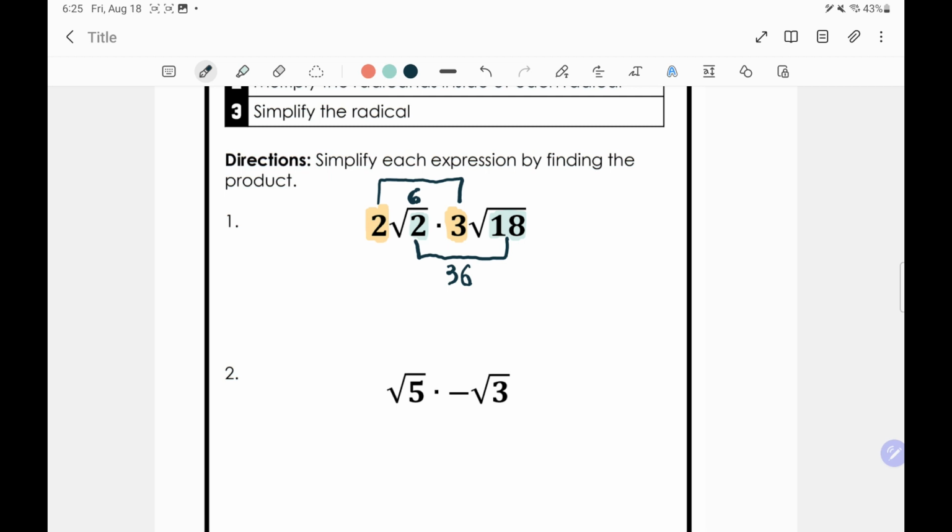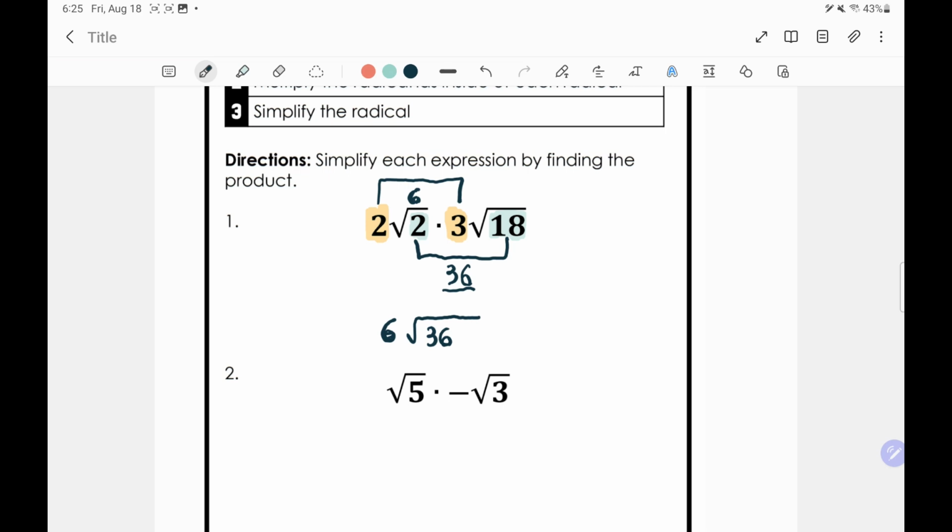Now, whenever you multiply stuff on the outside, guess what? It's going to stay on the outside. So that's 6. It's going to stay on the outside. And you're going to keep the same square root, or the same radical, that you were using. So in this case, we're using the square root. So I'm going to do the square root of, and the number that we're going to select is going to be the 36.